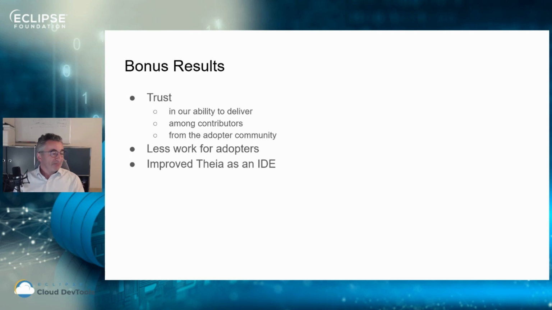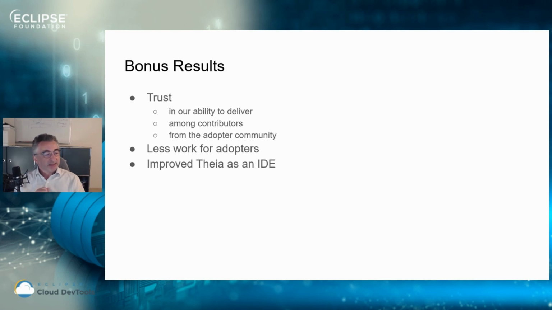So, bonus results. These are the things that we got out of the project beyond the immediate goal of actually supporting the VS Code API. And I think first and foremost is trust, in multiple dimensions. The first is trust in our ability to deliver. Through that project, the community gained the confidence that we can take on large projects and solve the problems as a community.